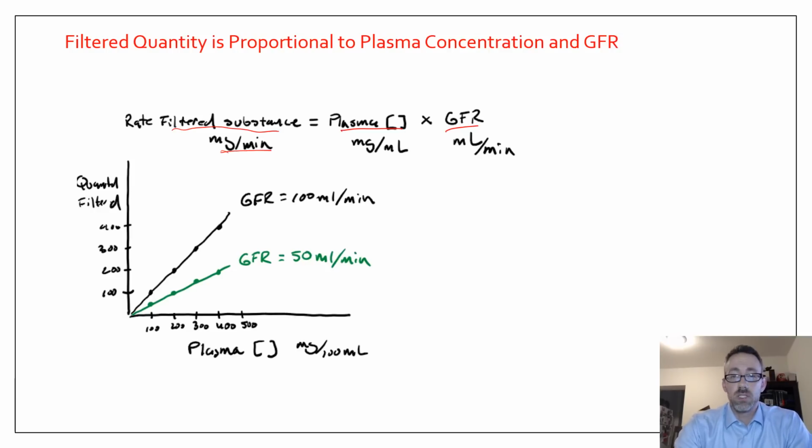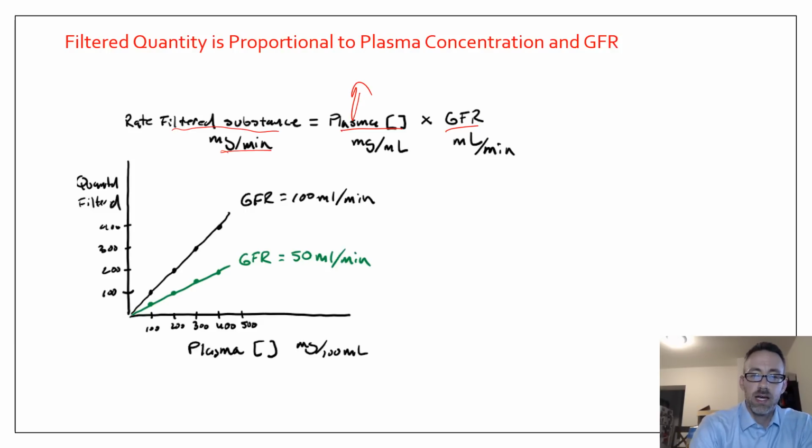So in terms of direct proportionality, if I kept the GFR the same and I just increased the plasma concentration, the filtered quantity is going to increase. And the same goes for if I just increase the GFR and keep the plasma concentration the same, the filtered quantity is going to increase, and so on. So that's what we mean by directly proportional. And that's what this graph is showing.